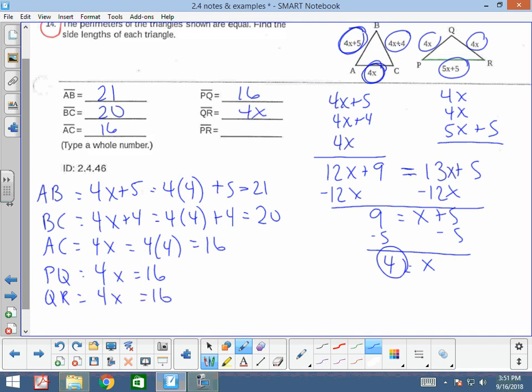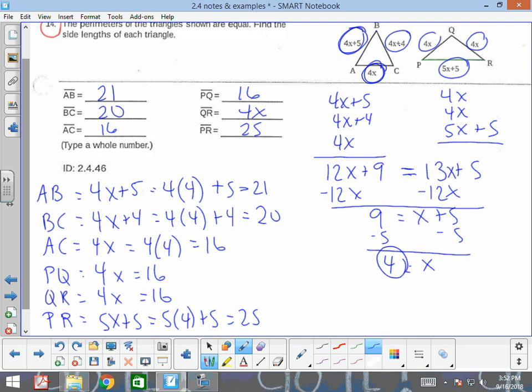And then PR is 5x plus 5. So that's 5 times 4 plus 5. So that's 25. I didn't mean to put 4x here. That's supposed to be 16. Sorry, didn't mean to be confusing. Okay, so that's what they're wanting on that problem. All right, so now you're ready for your homework problems.